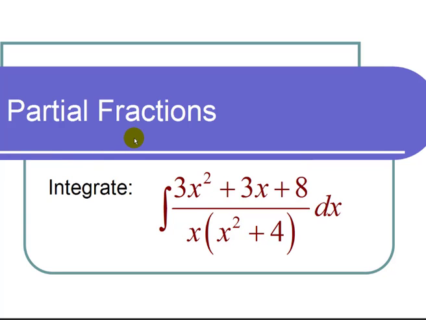This is a video on partial fractions. The question is to integrate 3x squared plus 3x plus 8 divided by x times the quantity of x squared plus 4. What makes this integral difficult is that x squared plus 4 doesn't factor.